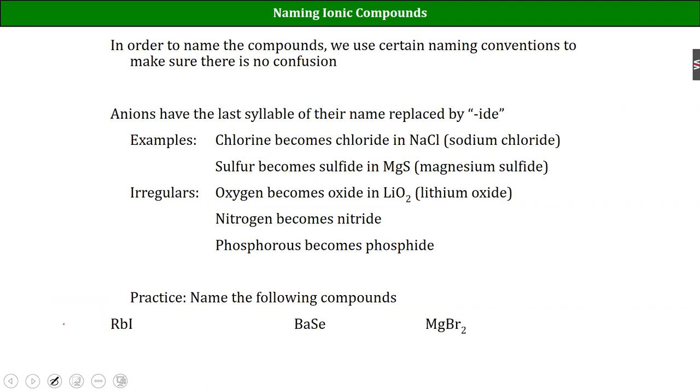So if we want to name these compounds, all we do is we say the name of both ions, and we don't change the name of a positive ion at all. Metal ions, you just say the same element name. So RbI, rubidium iodide. The I, instead of being iodine, becomes iodide, and rubidium just stays the way it is, rubidium iodide. Barium and selenium becomes selenide, which sounds weird, but that's the correct way of pronouncing it.